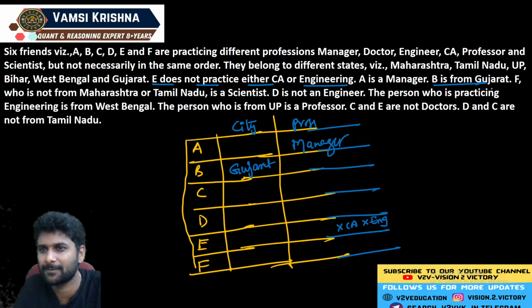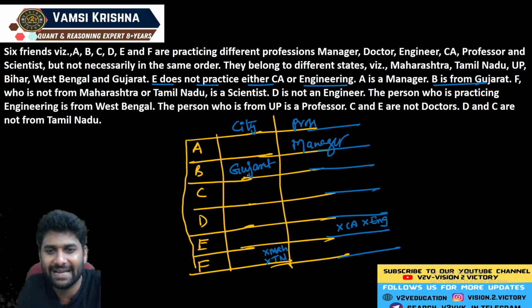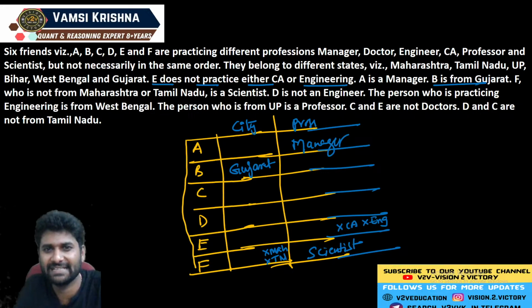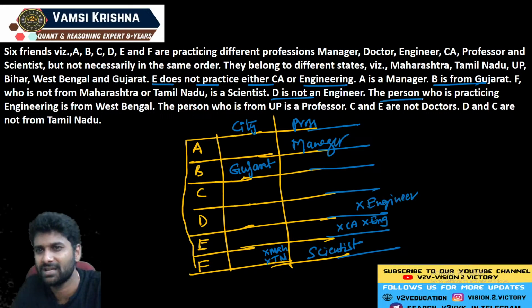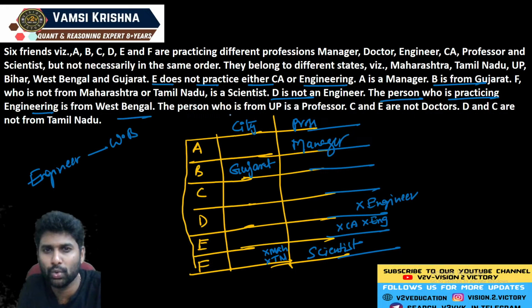B is from Gujarat. F is not from Maharashtra or Tamil Nadu. F is a scientist. D is not an engineer. The person who is practicing engineer is from West Bengal. The person who is from UP is a professor.